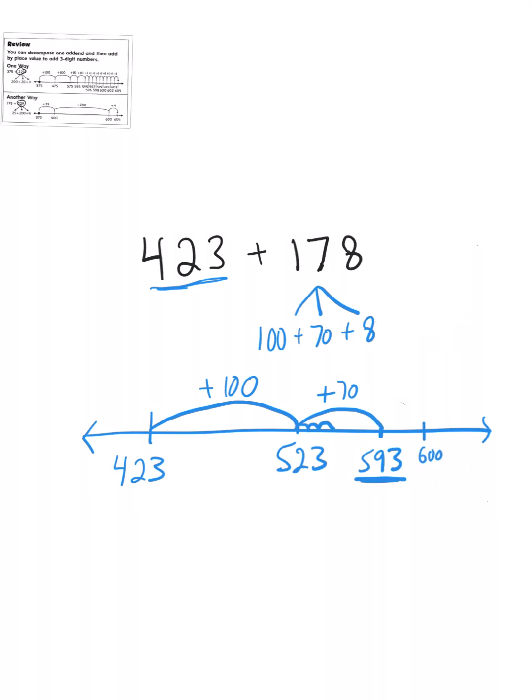So that's kind of a good benchmark number. So then if I'm adding 8, I'm going to go one past 600. So I could show this jump of 8 like this, getting me to, running out of room to write over here, but getting me to 601. Or I could count the jumps like 594, 595, 596, 597, etc. up until I get to 601.